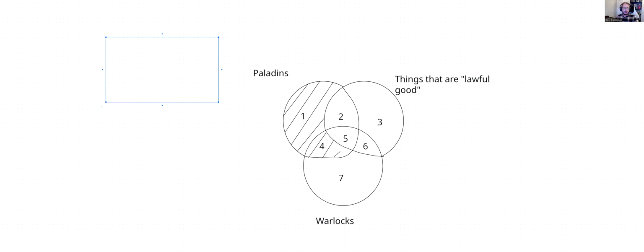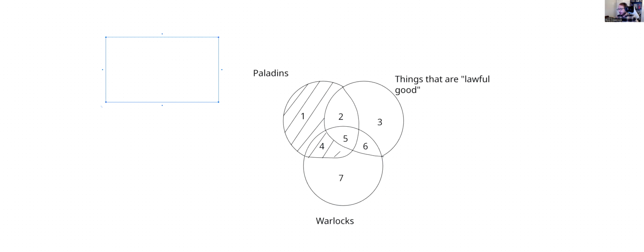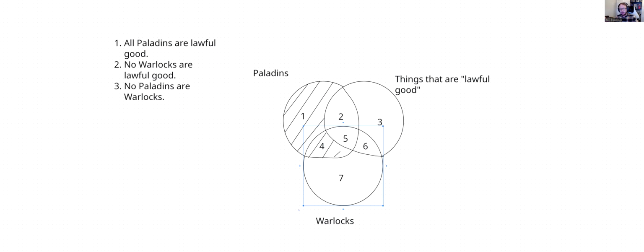So notice this statement is about the warlock circle, right? It's making a claim about its relationship to the lawful good circle, but the statement is about the warlock circle. That tells us this is the circle we're going to be doing something with, the circle we're going to be putting some kind of shading in. So 2 and 3, those are not even in that circle. These are a different subject matter. And so you don't even need to worry about 1, 2, or 3 here because this statement is about warlocks. It's about this circle. So that's how you know it can't be 1, 2, or 3.